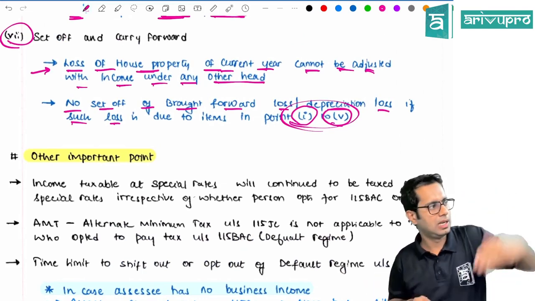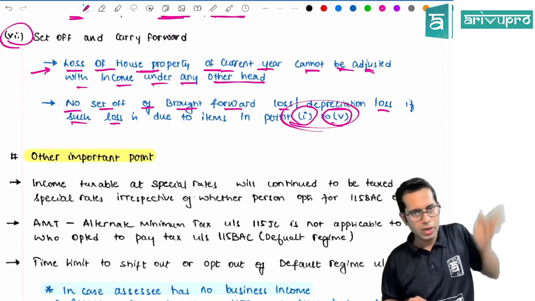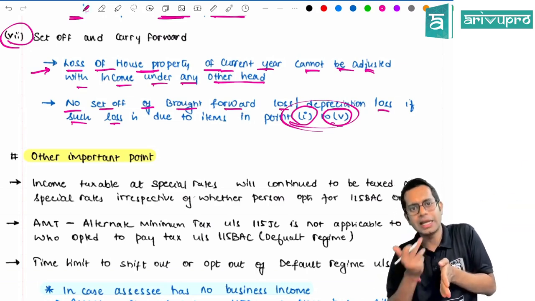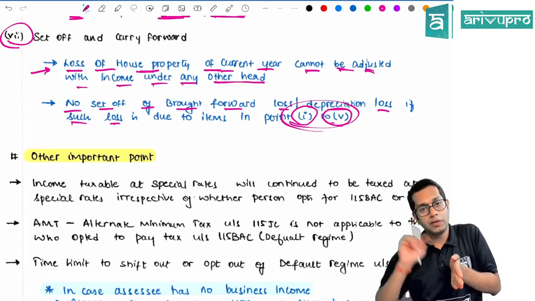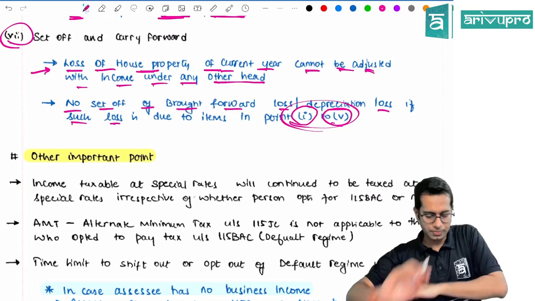Last year I had incurred some losses. Now I have carried forward to this year. This year, can I set off those losses? No. If that loss is because of the above reasons, no.